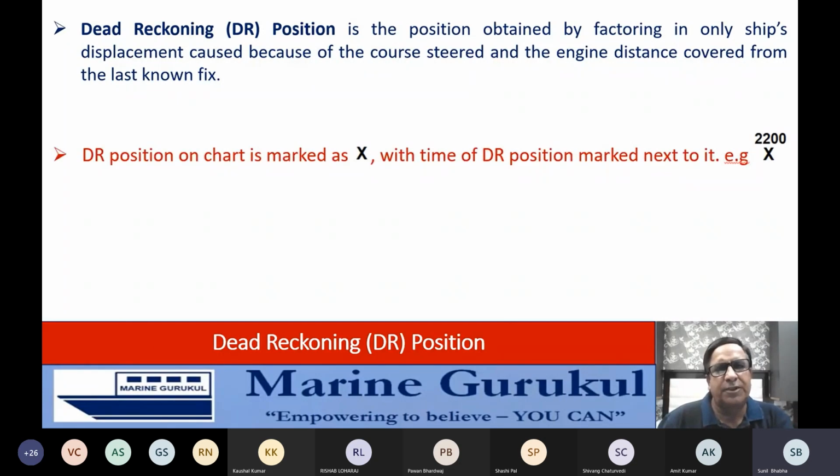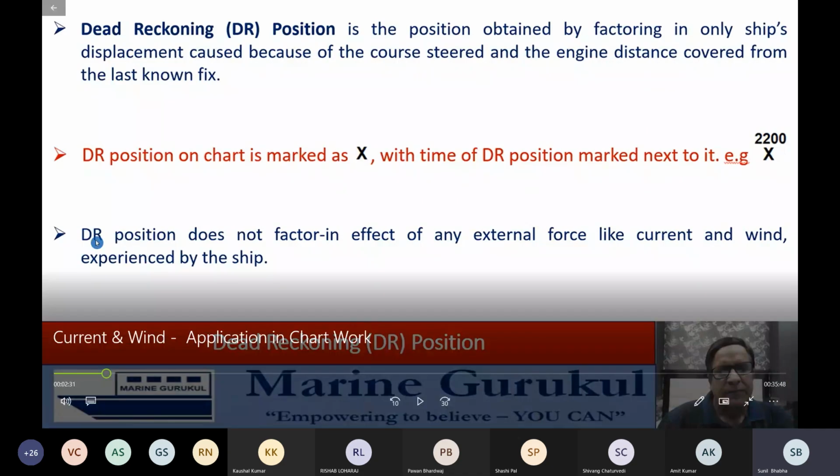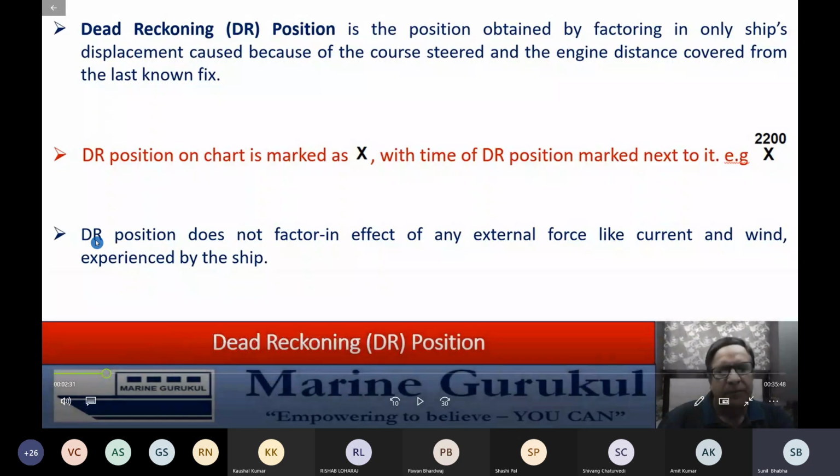DR position on the chart is represented by a cross. And if the time has to be represented for the DR, it can also be marked next to the symbol. DR position does not factor in effect of any external force like current or wind experienced by the ship. So this is also clear, beta, the DR position. Okay, great. So let's continue then.